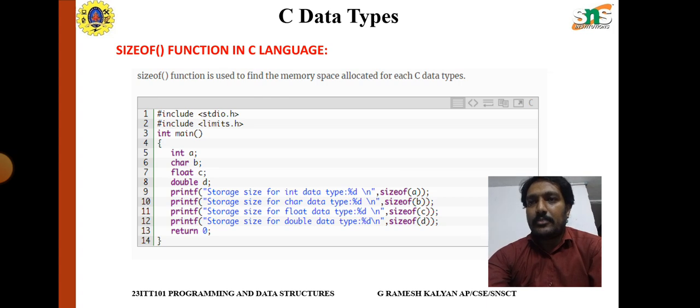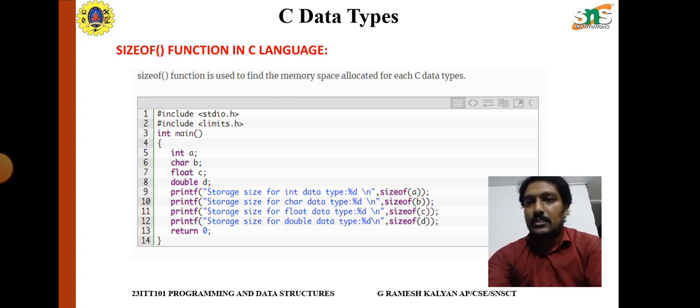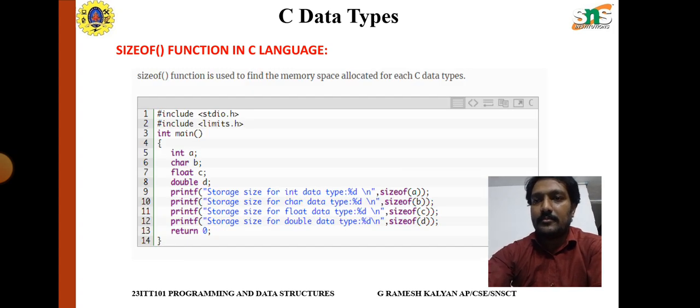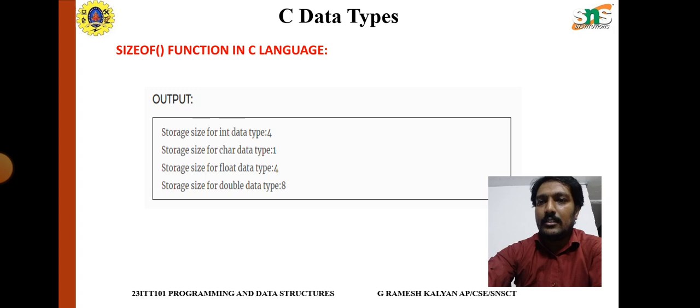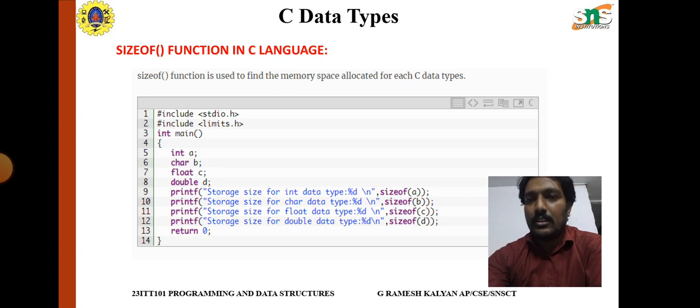So this is the sizeof function, which is used in the C language. This function is used to find the memory space allocated for each data type. This is the output of this example program. We are giving the size of a, b, c and d. It represents integer, character, float and double data. The memory sizes go like 4, 1, 4, 8, so 8 is for the double data type.